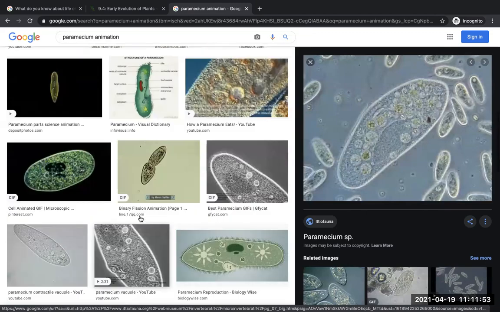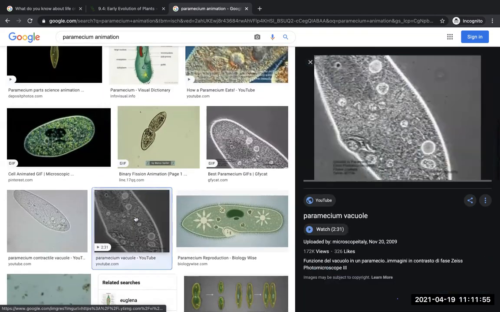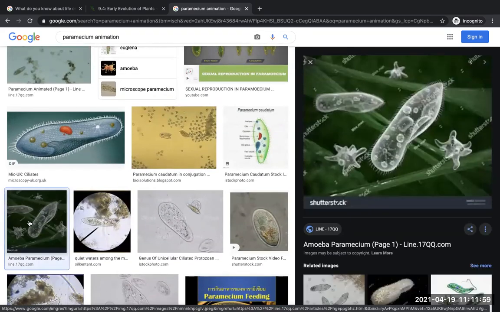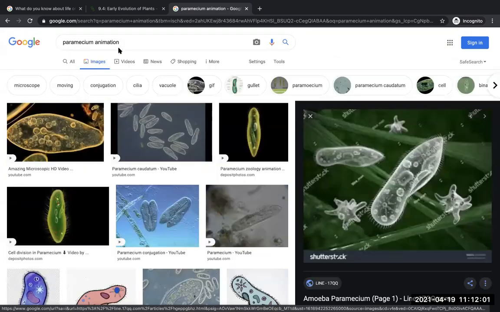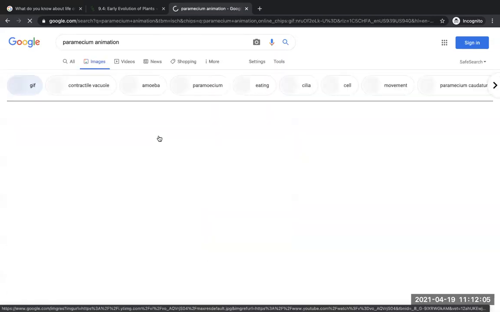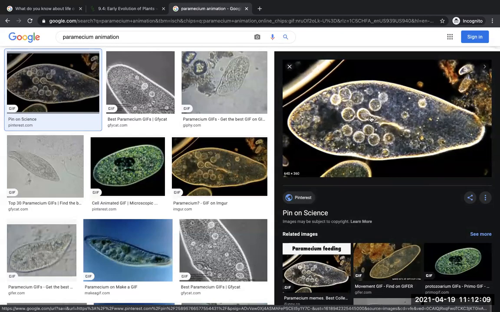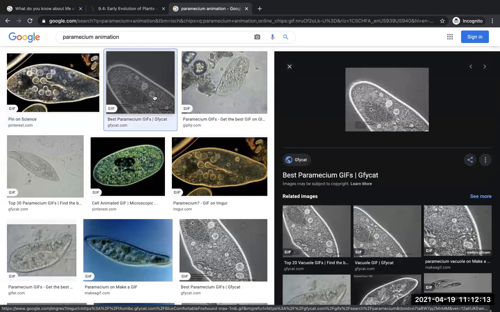Trying to look for where it would show it moving. Can't seem to find one. Let me see. This is just moving, showing more of an inside. I wanted to find it in water. Maybe it's usually swimming in water, and it finds food and just eats that.